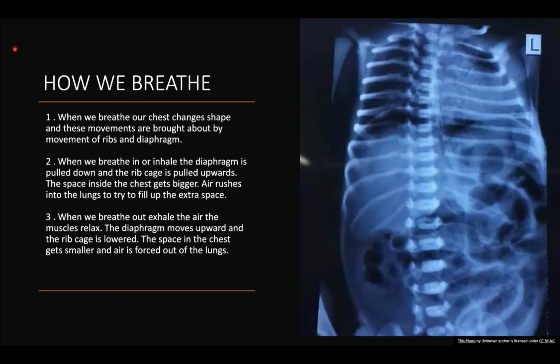Now here is how we breathe. When we breathe, our chest changes shape, and these movements are brought about by the movement of the ribs and a large sheet of muscle called the diaphragm. When we breathe in, or inhale, the diaphragm is pulled down and the rib cage is pulled upward. The space inside the chest gets bigger, and air rushes into the lungs to fill up the extra space.